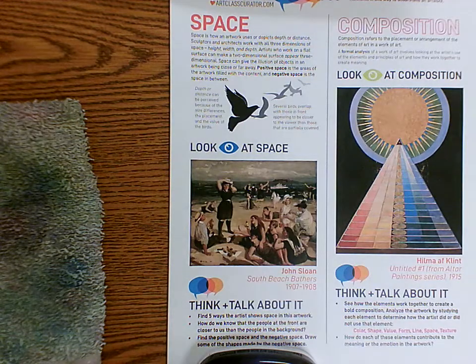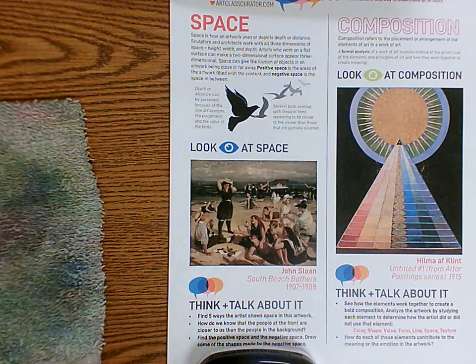Space is how an artwork uses or depicts depth or distance. And one way we can create an illusion of depth and distance and make it look like we have space in an artwork and in a painting is by varying the size relationships of things in each of the three layers of space. We have a background, middle ground, and foreground.